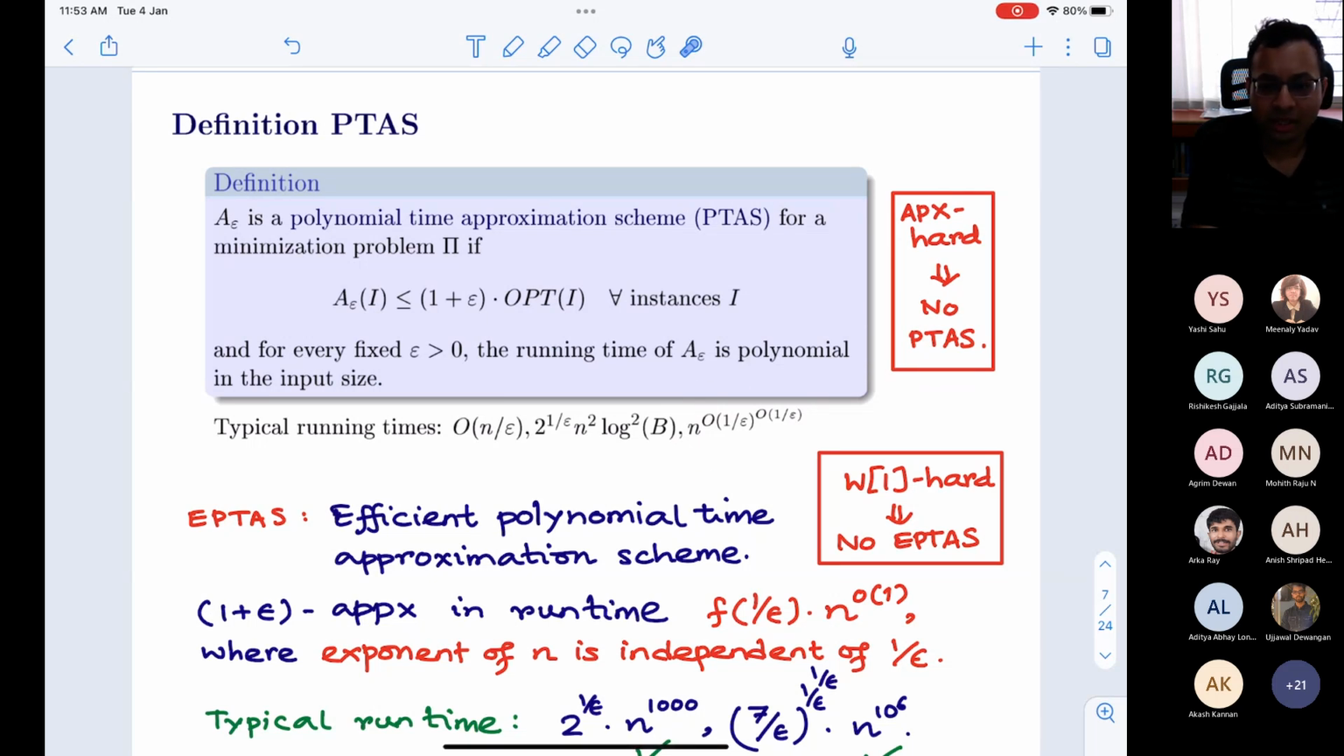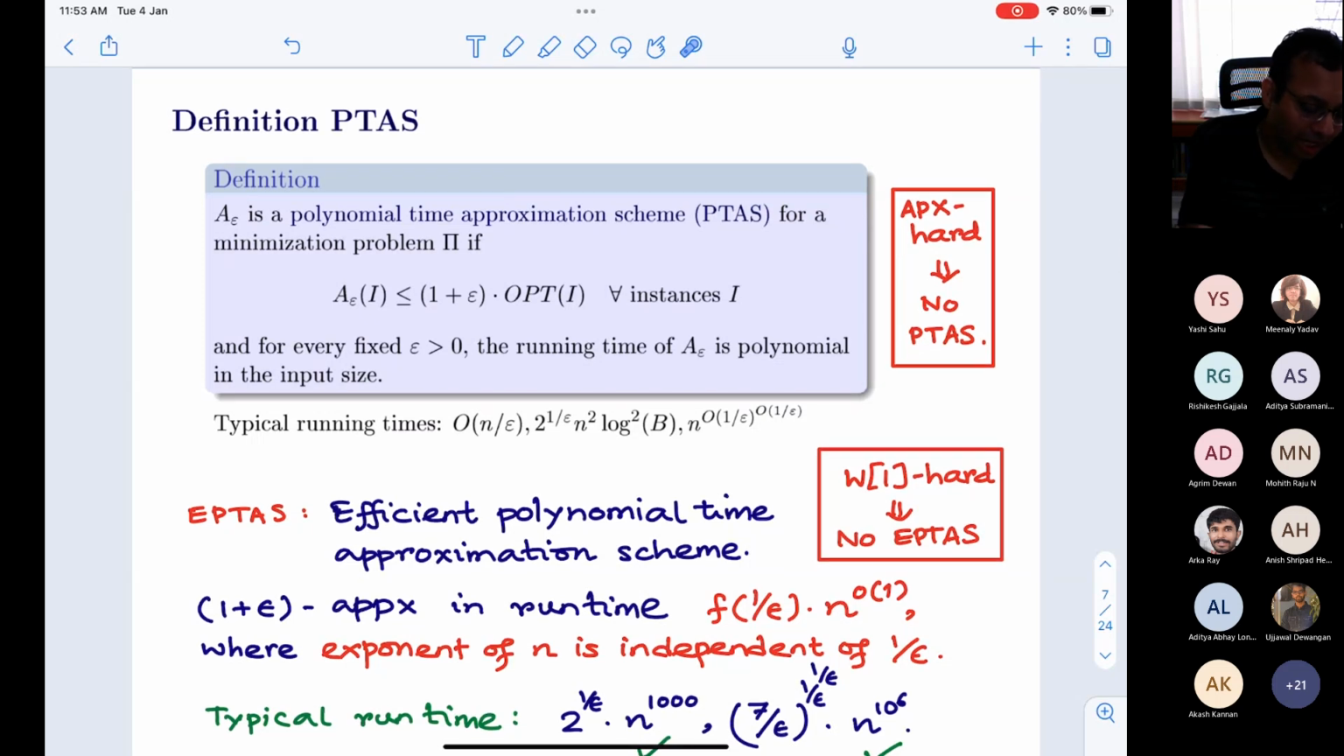And we'll later see there is something called APX hardness, and if some problem is APX hard, it does not admit any PTAS. So for now, you can ignore it, but just remember that there's something called APX hard, and if you want to show the problem does not admit any PTAS, you can show the problem is APX hard.